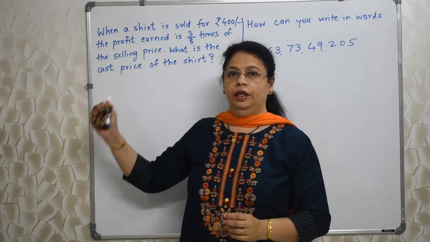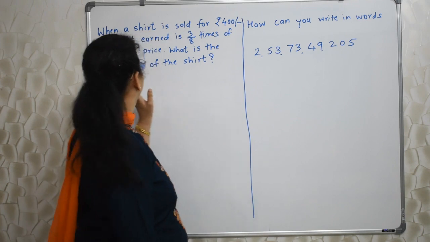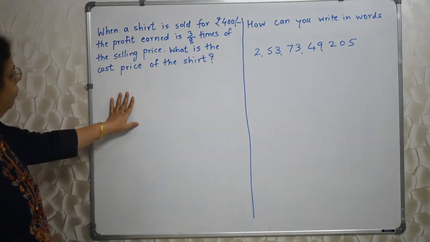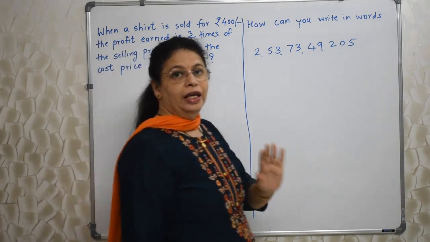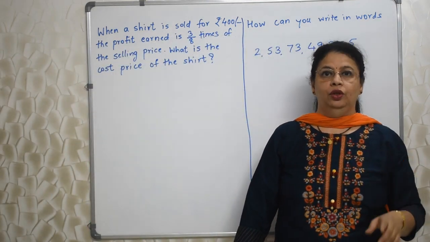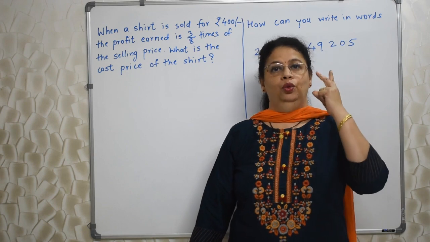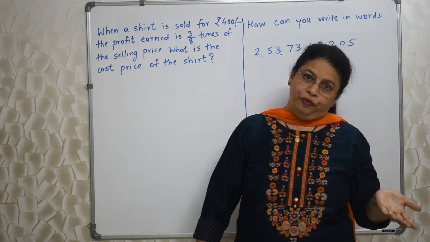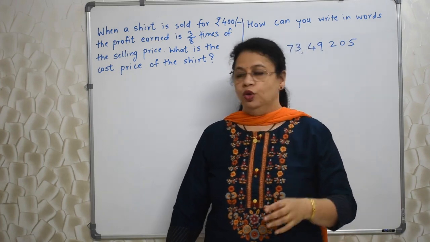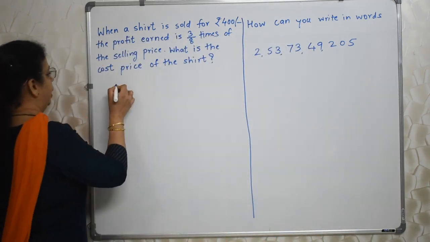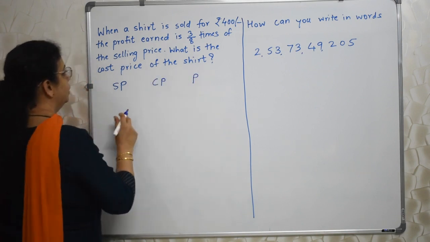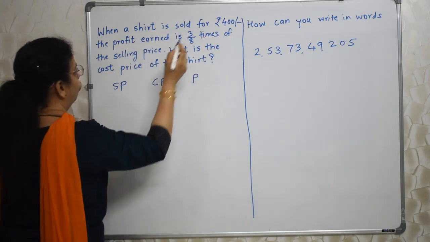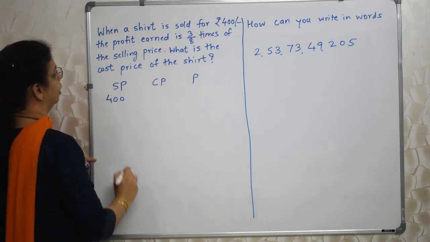Okay children, read this particular sum first. When a shirt is sold for ₹400, the profit earned is 3/8 times of the selling price. What is the cost price of the shirt? For any this kind of transaction, you can have selling price, you will have cost price and profit or loss. In this case it is profit. So we have only three things: SP, that is selling price, cost price and profit. What is the selling price given? Shirt is sold for ₹400. So selling price is 400.